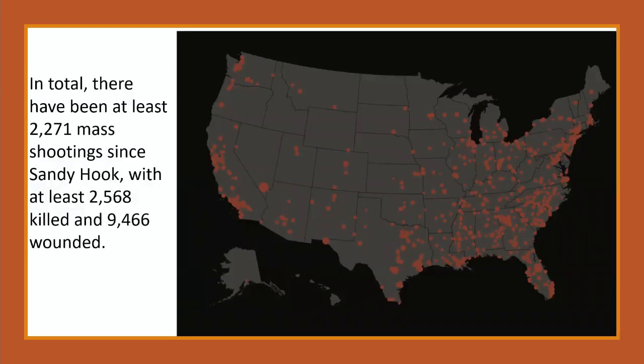If we look at school shootings and think about this problem, this was bigger in the news before coronavirus, but it's a big issue to have these school shootings. It's very scary. It causes a big emotional response. There have been 2,271 mass shootings since Sandy Hook, with at least 2,568 killed and 9,500 wounded. So it's quite a big deal.